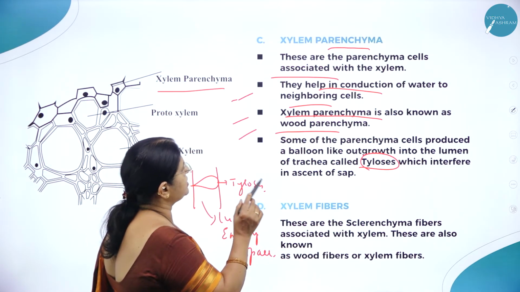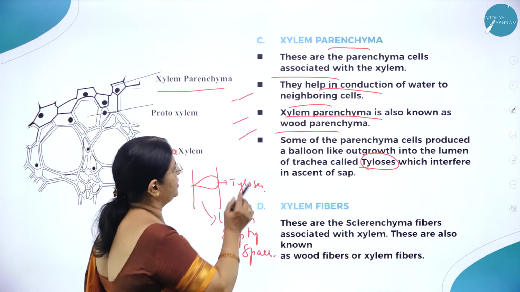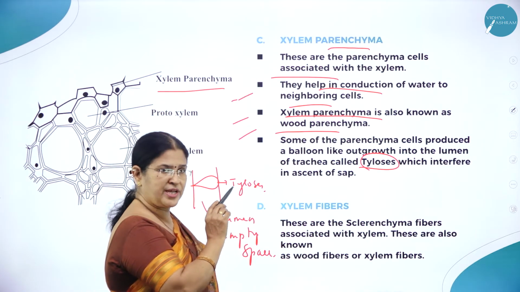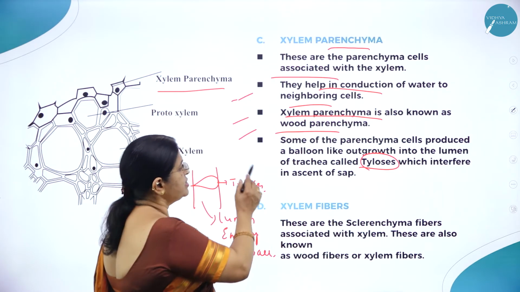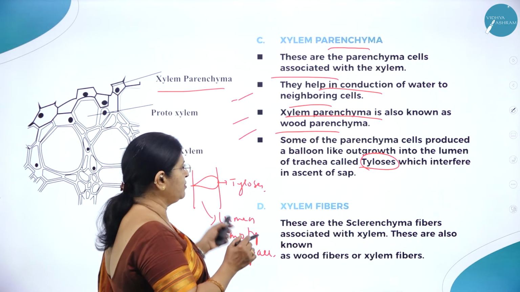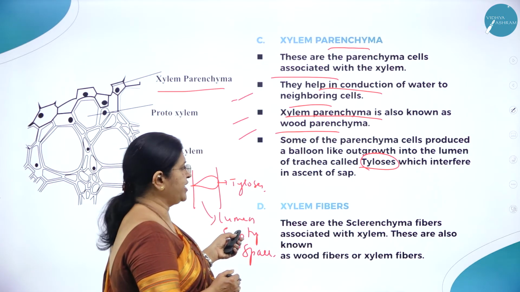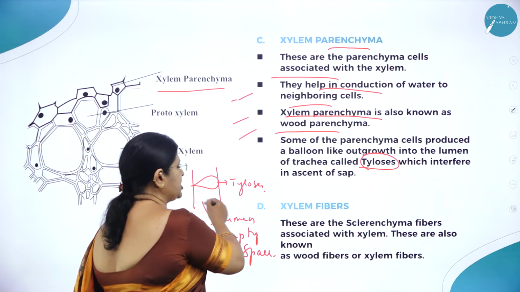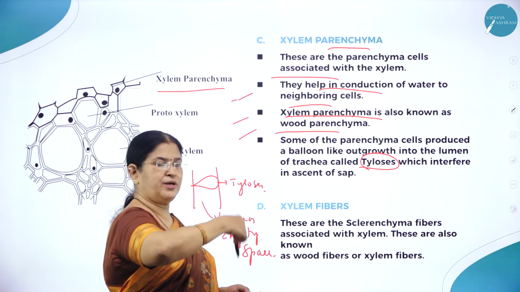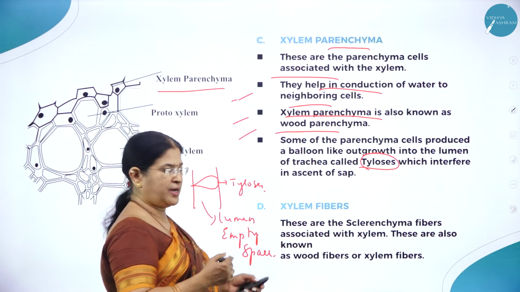These are the parenchyma cells associated with the xylem. They help in conduction of water to neighboring cells. Xylem parenchyma is also known as wood parenchyma. Some of the parenchyma cells produce a balloon-like outgrowth into the lumen of trachea called tylosis, which interfere in ascent of sap. So they are going to disturb the ascent of sap, the upward liftment of water will be affected.